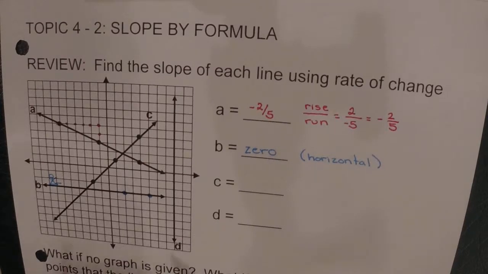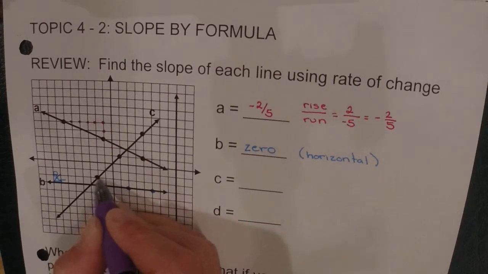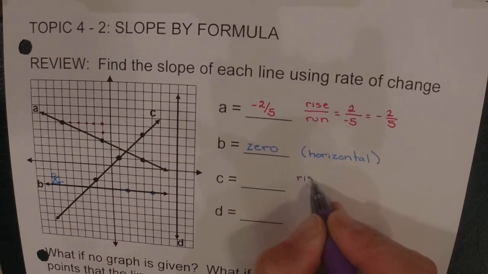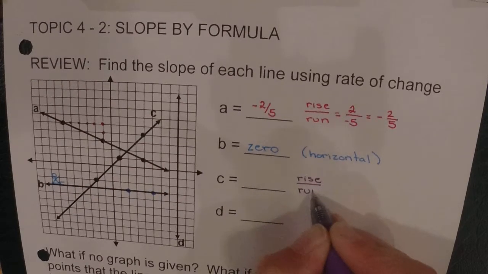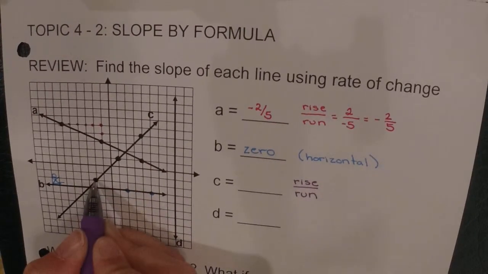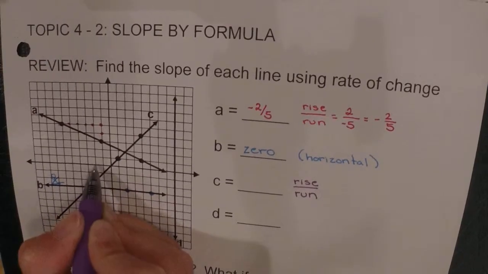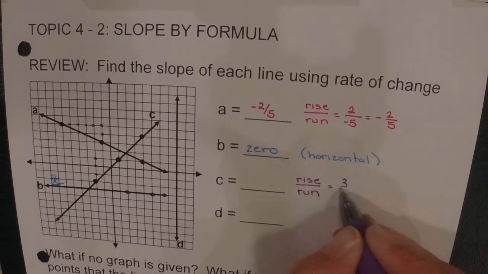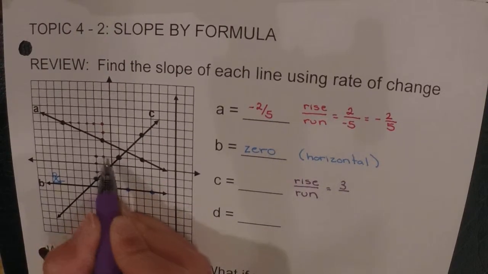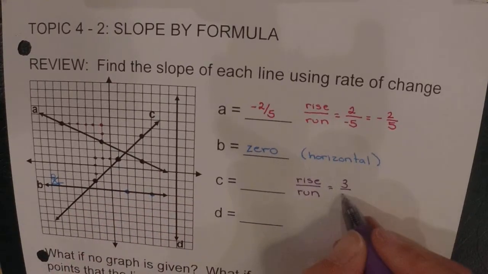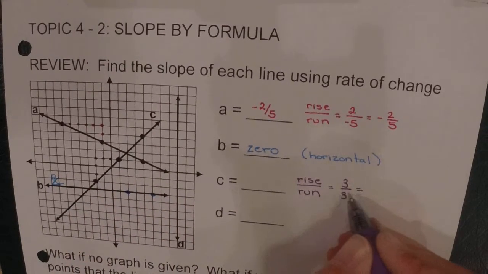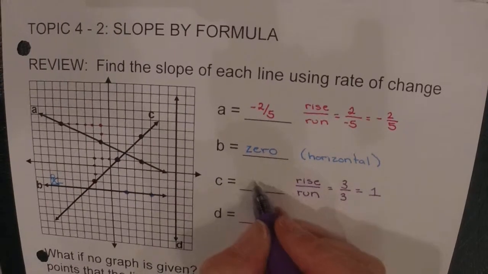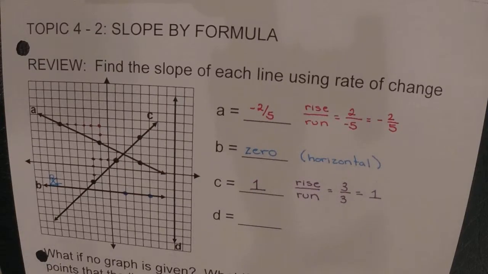C. So for C, I'm going to choose this point and this point. But again, you can choose whatever you want to use. So I'm going to start by going up 1, 2, 3. So up is positive, so this is 3. And then right 1, 2, 3. So this is 3. And 3 divided by 3 is 1. Therefore, the slope of this line is 1.